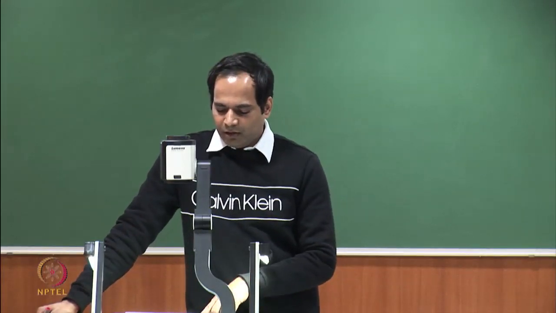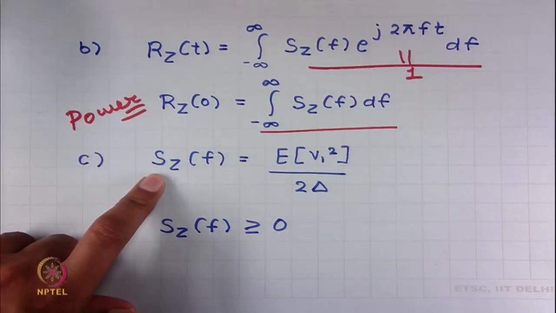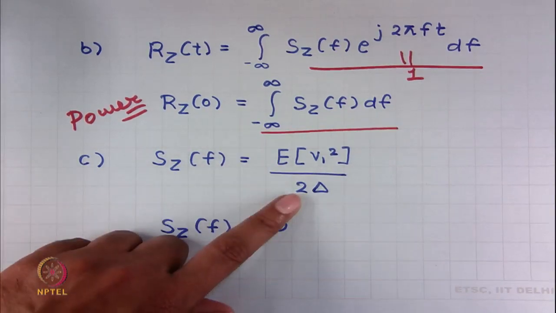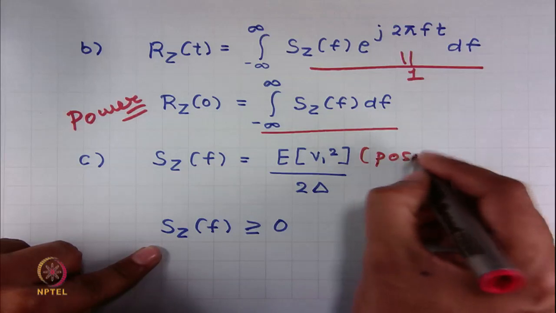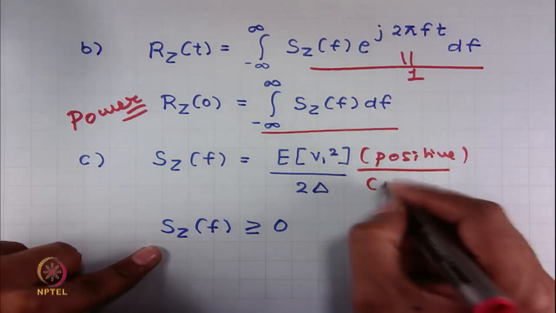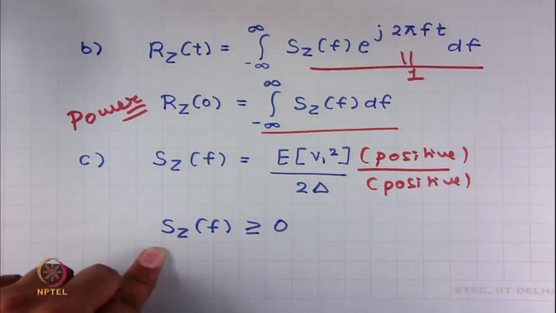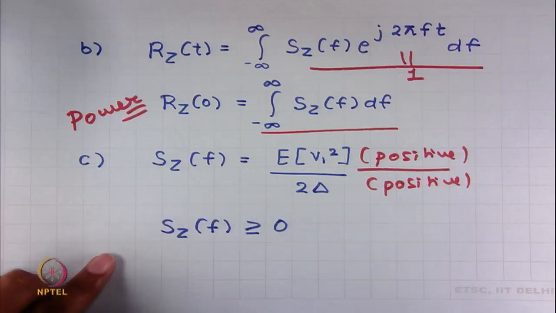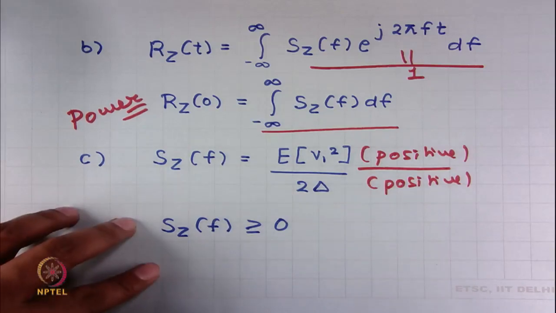As we have already said, the power spectral density is the power per unit bandwidth, and because it is power per unit bandwidth, it has to be strictly non-negative. Because this quantity is positive, this is also a positive quantity. So, what you can have is a positive quantity or at most 0, it can never be a negative quantity. So, power spectral density is always a non-negative quantity.